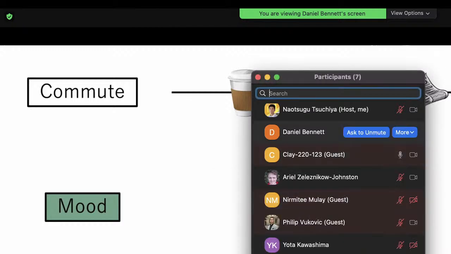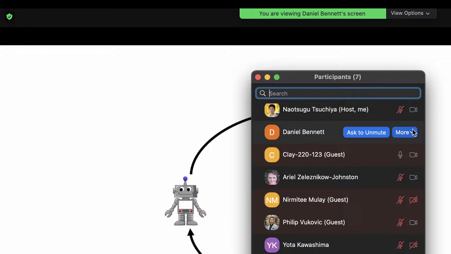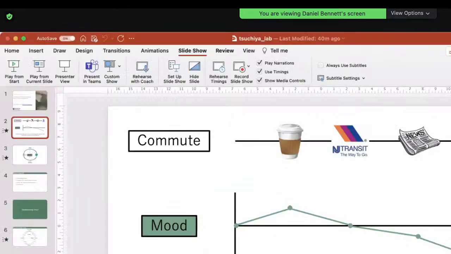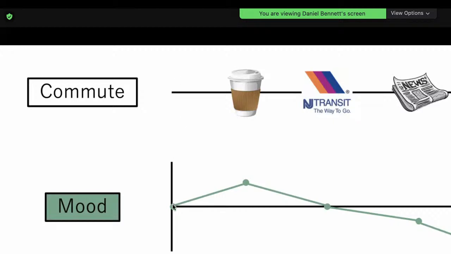And what we can do is plot what my average mood would have been across this commute. So maybe I start from some baseline wherever I'm at when I wake up, my mood improves when I have my coffee, my mood deteriorates when I get on New Jersey Transit, because I made these slides in 2019, or any time in the last 3 years, my mood deteriorated more when I read the news, and then my mood deteriorated even more when I was on the subway. Maybe I got bitten by a rat or something like that.